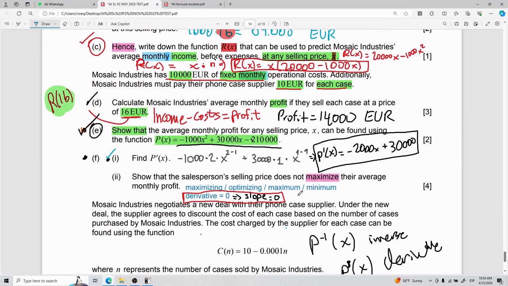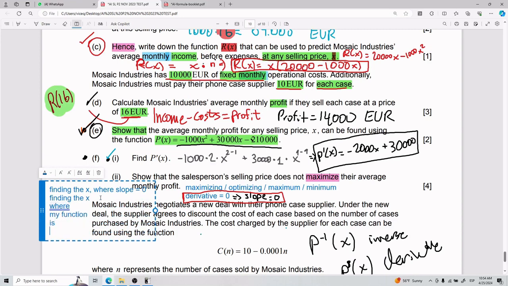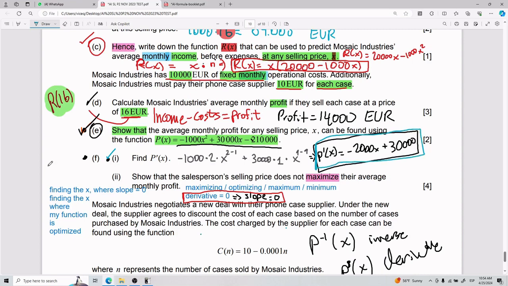When you do derivative equals 0, you are finding the x where slope equals 0. So finding the x where my function is optimized, which can be at a minimum, it can be at a maximum, but those are the points of optimization. And so if you take this derivative here and you set it equal to 0, you literally already gain a point.